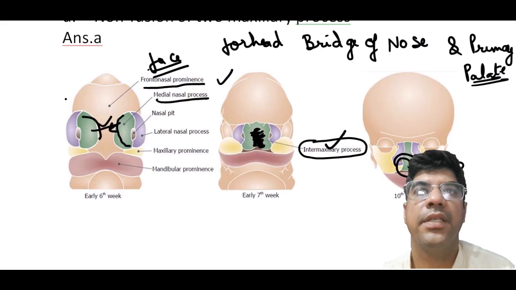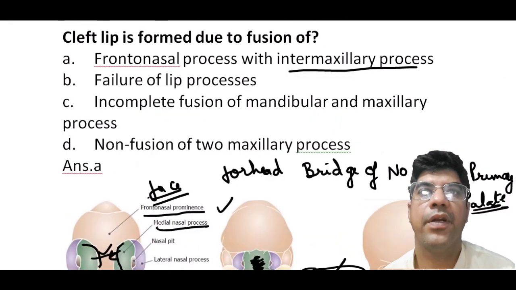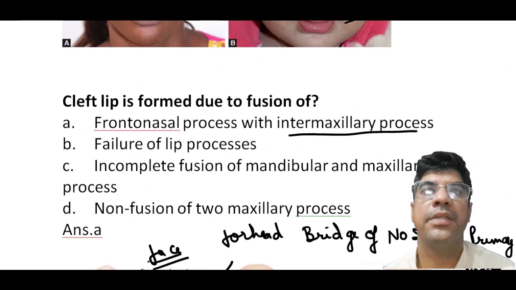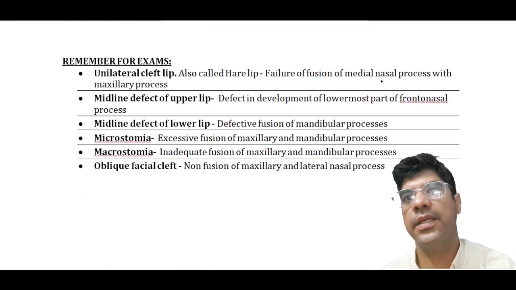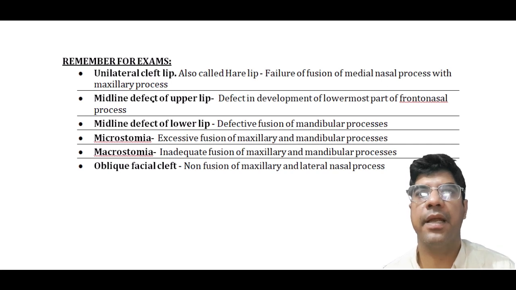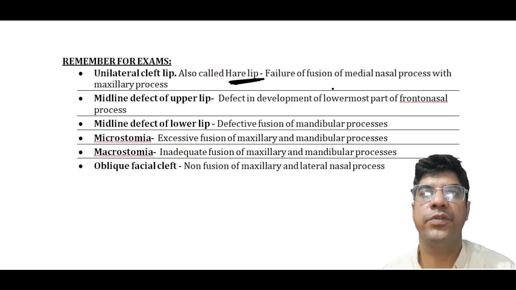So the answer is frontonasal process with the intermaxillary process. So another important thing that you have to remember is unilateral cleft lip, that is also known as hare lip. It occurs due to failure of fusion of median nasal process with the maxillary process. Since that's not the option here.